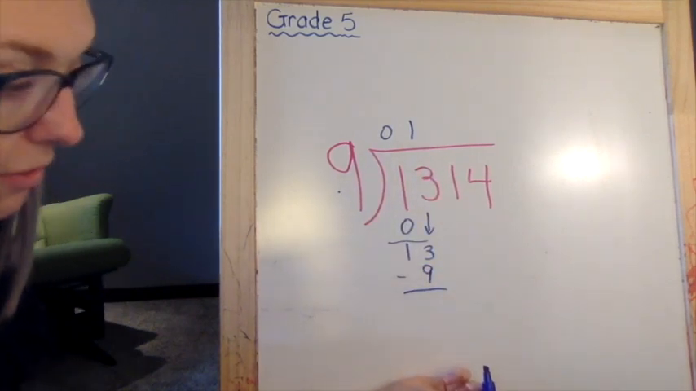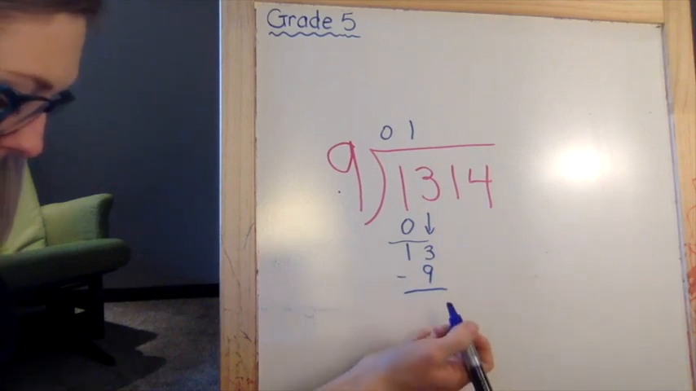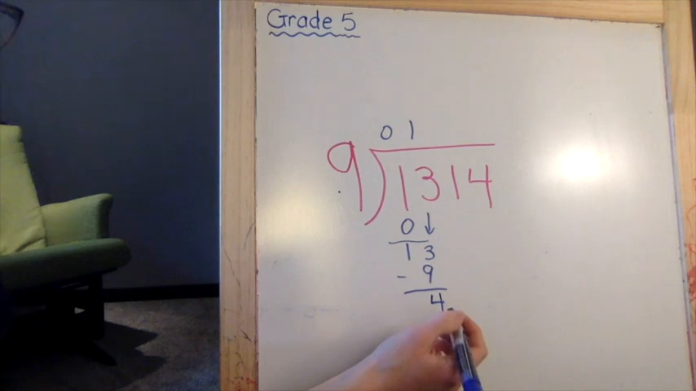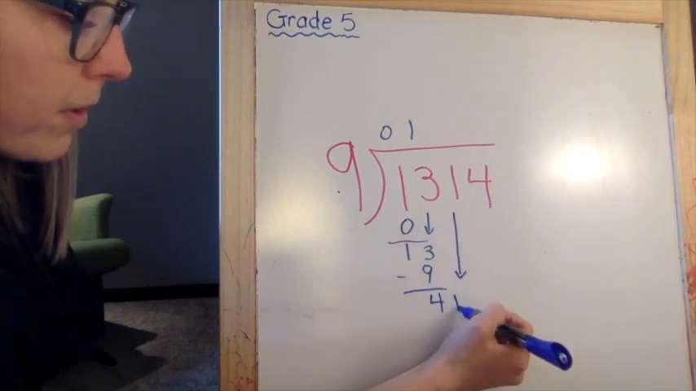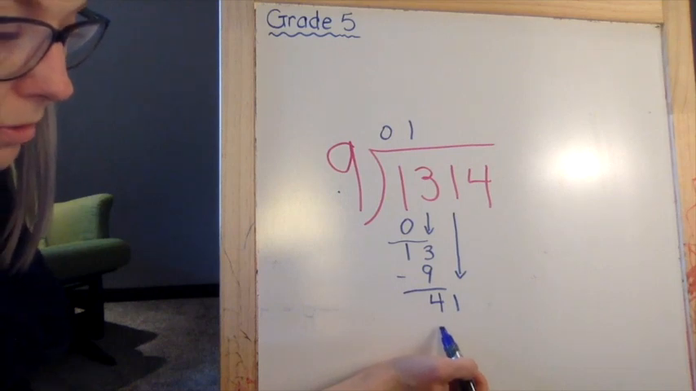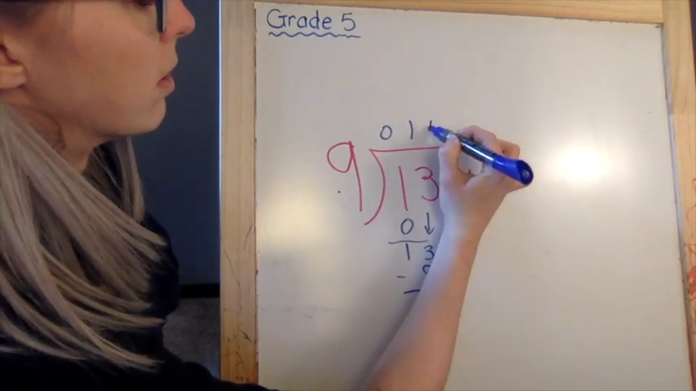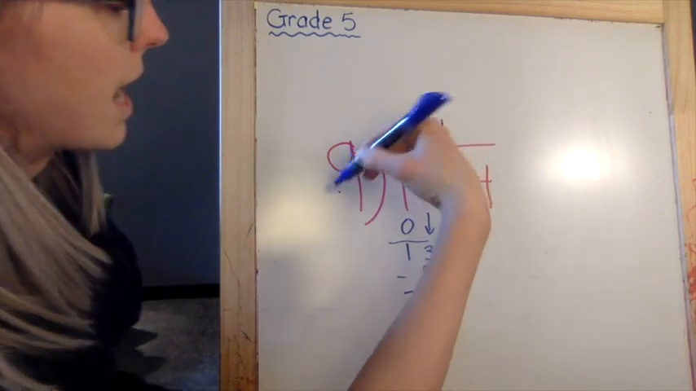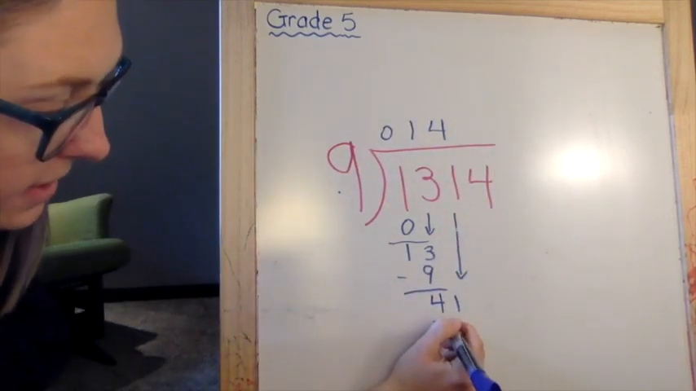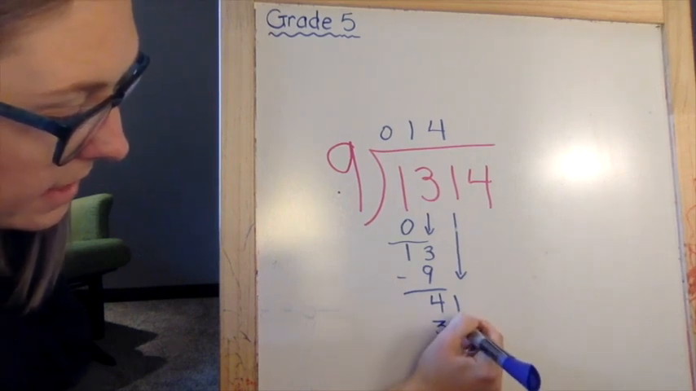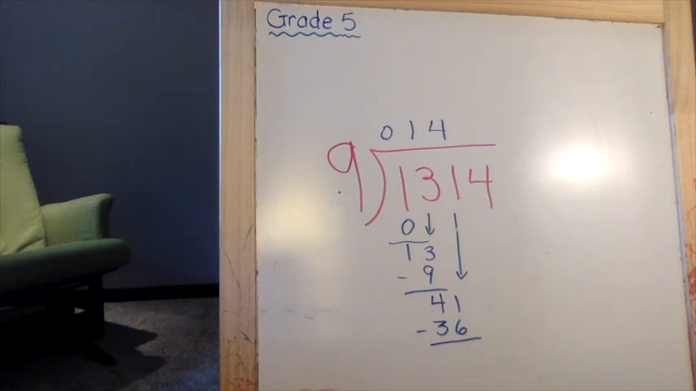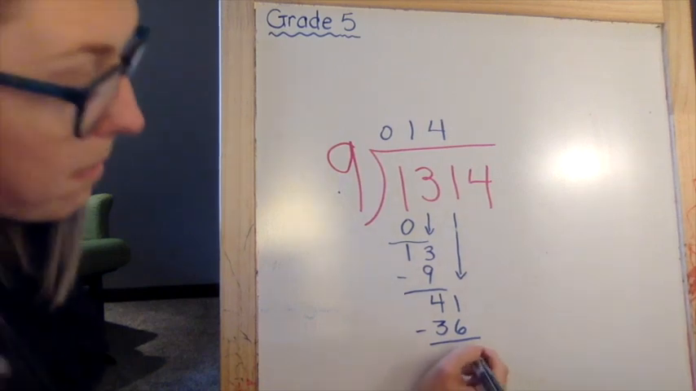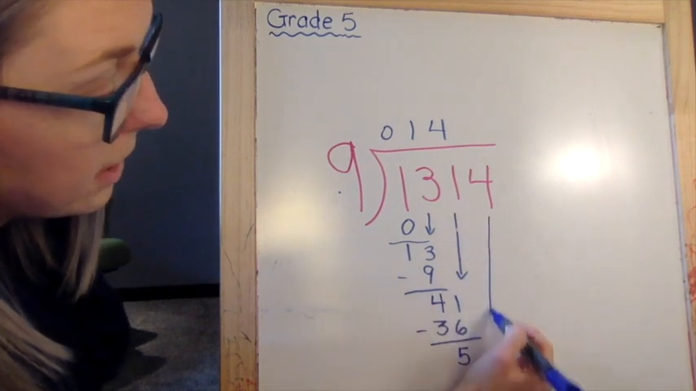I'm going to subtract to find the difference. So 13 subtract 9 is 4. Now 9 won't go into 4, so I need to bring down my 1. How many times does 9 go into 41? 4 times. 9 times 4 is 36. Okay, now I'm going to subtract 41 subtract 36. Think about it. It's going to be 5. There's a difference of 5. Now I bring down my 4.